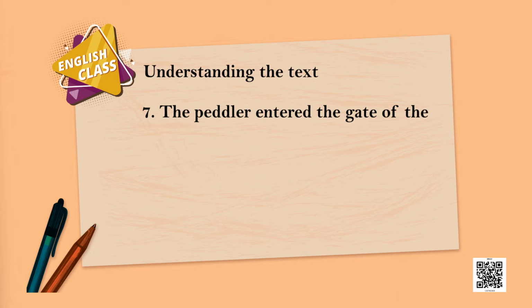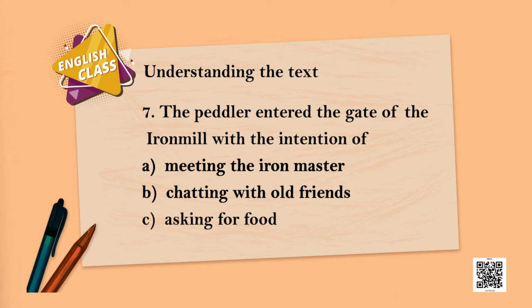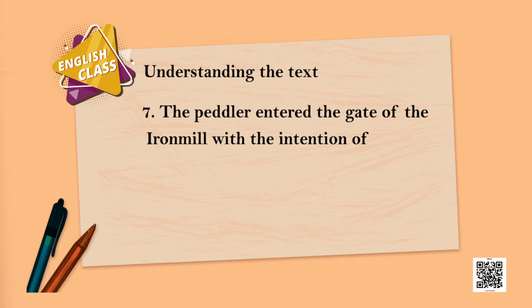The peddler entered the gate of the iron mill with the intention of A. meeting the iron master, or B. chatting with old friends, or C. asking for food, and D. seeking shelter from cold. Yes, my dear learners, you can recall that he was lost in the jungle and he was seeking shelter from cold. So the answer is D.